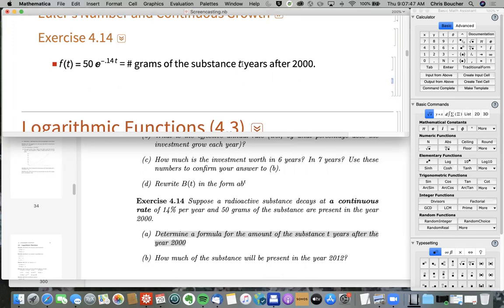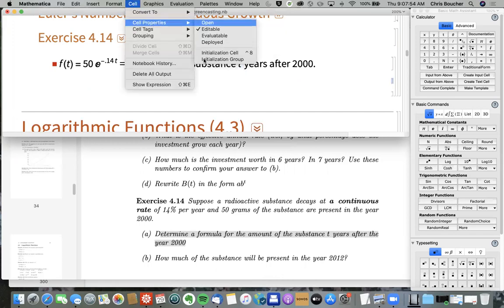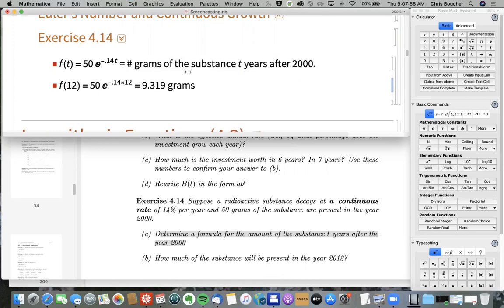It's important to be able to interpret your variables appropriately, right? So to translate what things in the problem correspond to what variable value. So when I plug in t equals 12 to my formula, and I just do that on a calculator, I come out with 9.319. So in 12 years, it's shrunk quite a bit, to less than 1/5 of its original size.